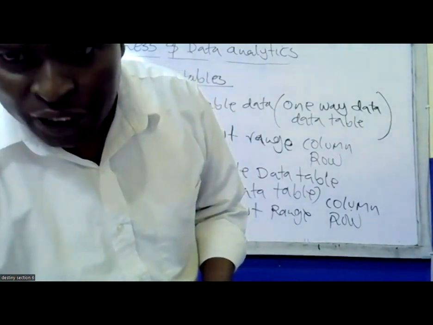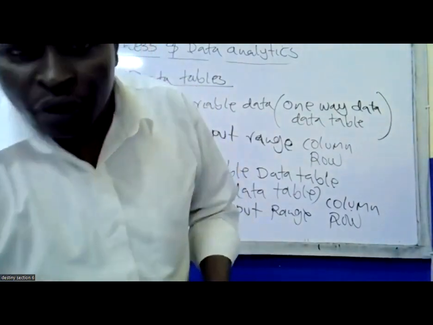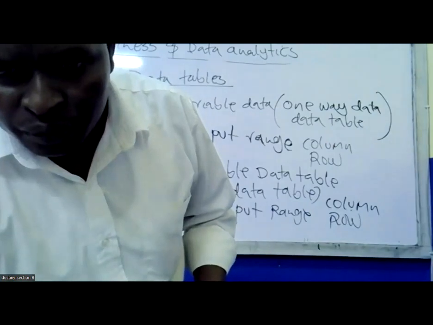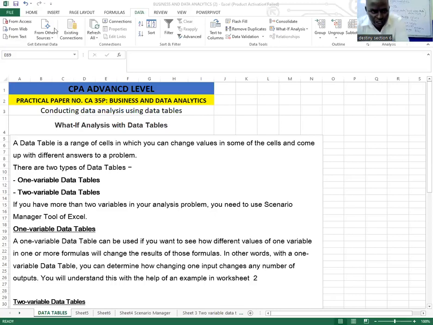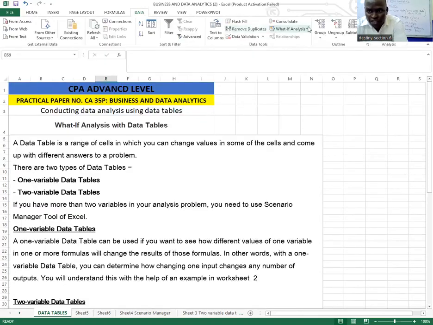which is this one actually. Let me just show you. So ukikuja kwa data, okay, let me just share the screen. So the students, I'm talking about this feature. It is under the data, and then whatever analysis, it is under here. Whatever analysis, we have the scenario manager, we have the goal seek, and then we have the data tables. So that is what I'm talking about. I'm talking about the data tables.